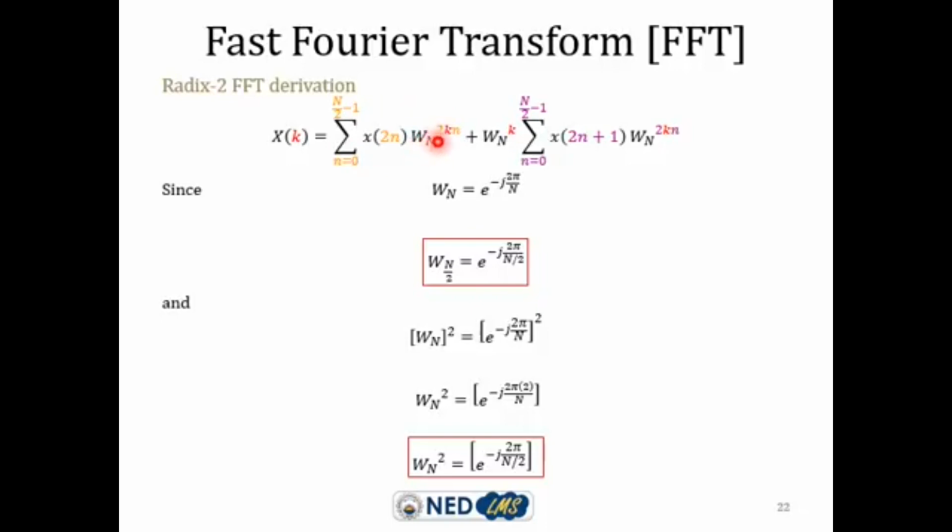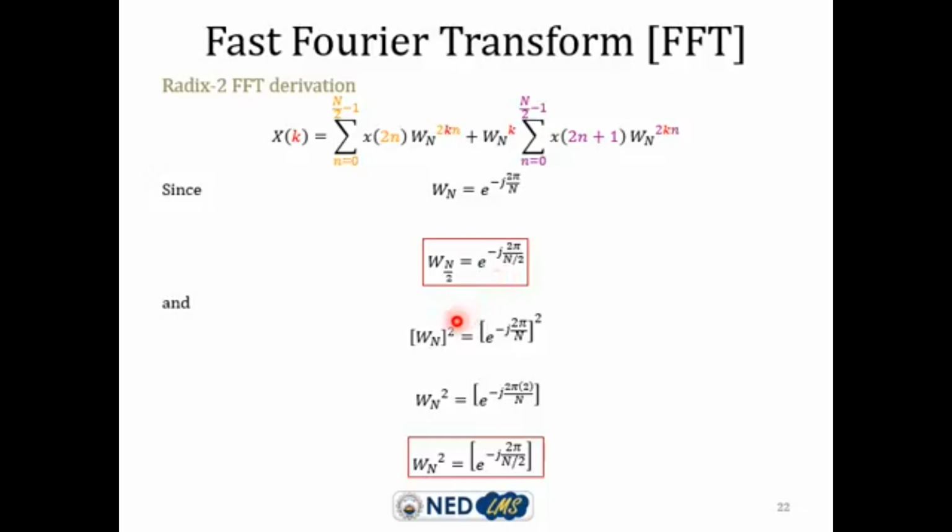Or in other words, since we have to take an N by 2 point DFT, we must get N by 2 in the subscript of the W factor, because the subscript value of the W factor shows the length of the DFT. Now, how can we get N by 2 in the subscript of the W factor? By definition, we know W_N is equal to exponential minus j2 pi over N. Now, just imagine what the value of the W_N by 2 factor will be. You can simply divide N by 2, nothing else. If W_N is equal to this, then definitely W_N by 2 will be equal to this value.